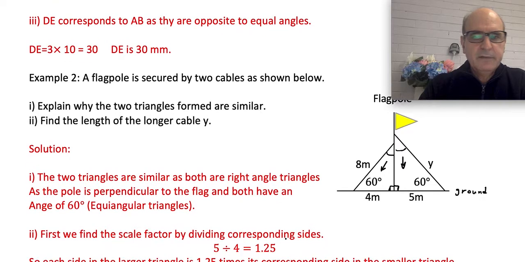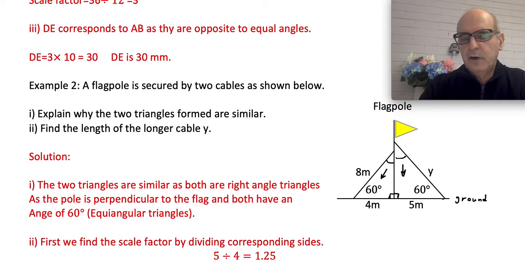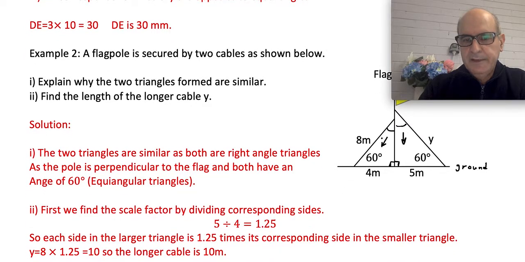Now we got the scale factor, we can find the length of y. How do we do that? We multiply the length of the corresponding side from the smaller triangle by the scale factor. So 8 and y are corresponding sides because both of them are opposite to 90-degree angles, this and this. So 8 is opposite to this 90 degrees and y is opposite to this 90 degrees. So they are corresponding sides.